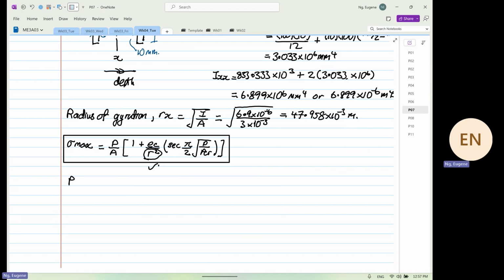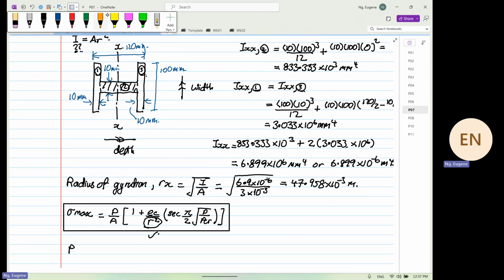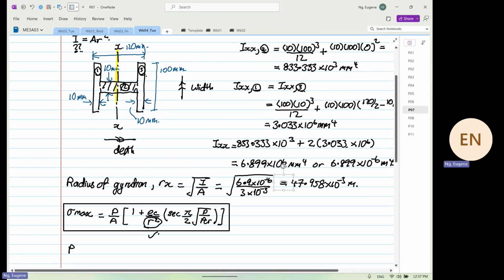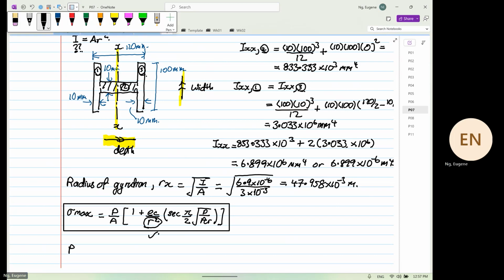Anyone have any question? Yes. So the width, XX is our axis of interest. Any geometry that's parallel will be the width. Any one that's perpendicular will be the depth. I hope that answers your question.